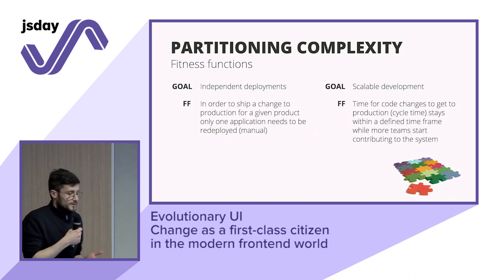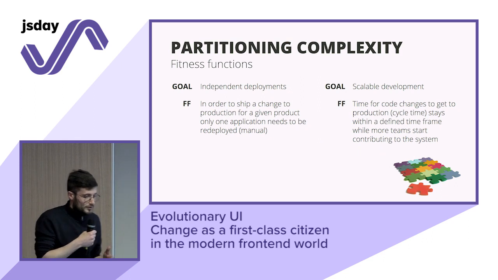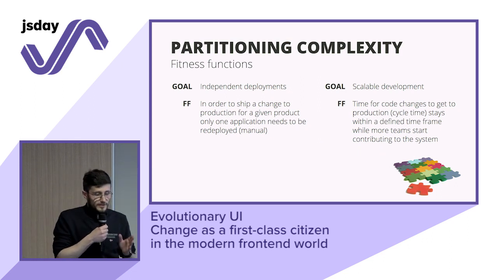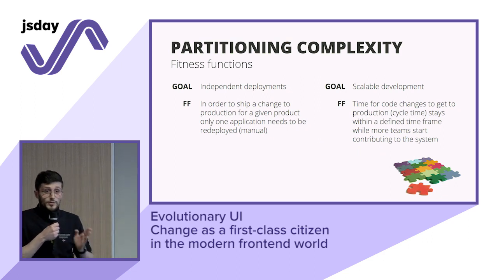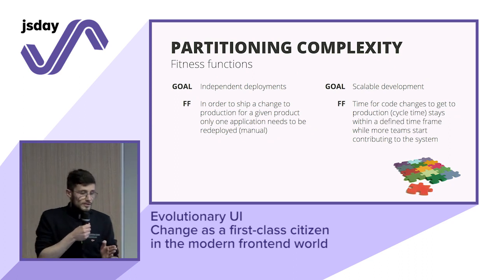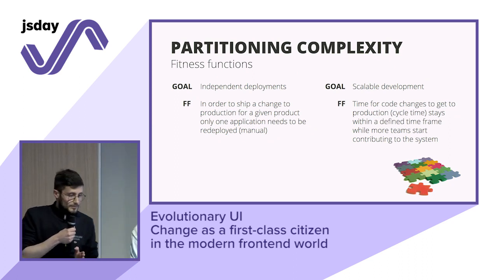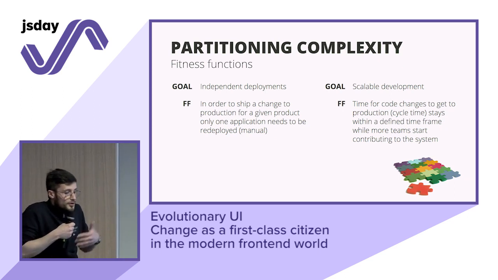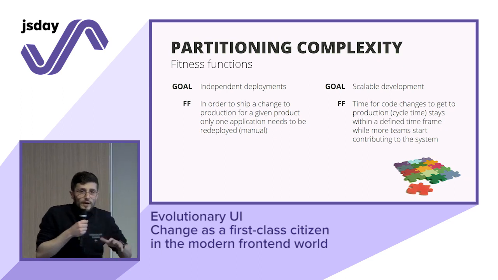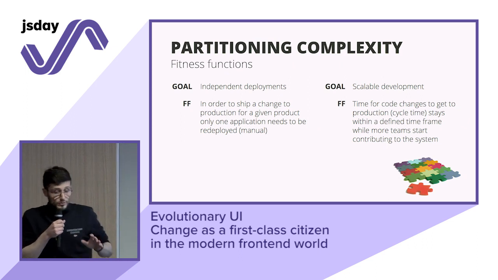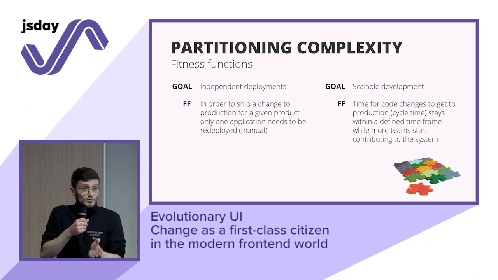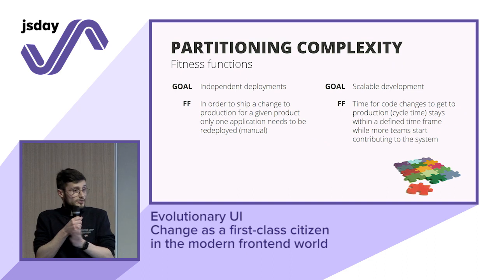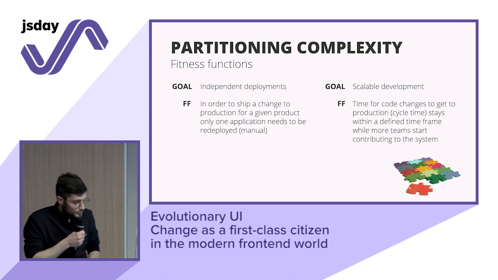So in here, a fitness function could be one that monitors the time that is spent for code changes to get to production. This time is also sometimes called cycle time. So for example, you could put a hard limit of 30 minutes, let's say, from when I push my changes to master to when they are ready to be in production.